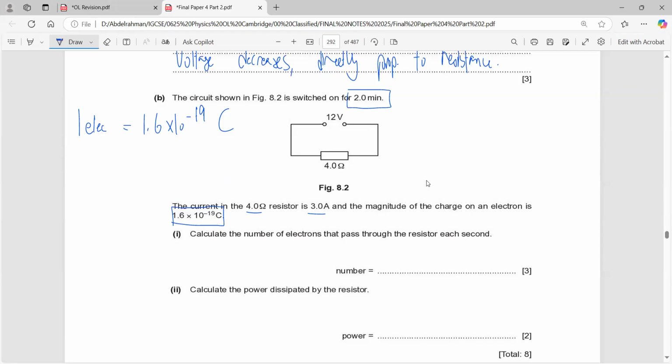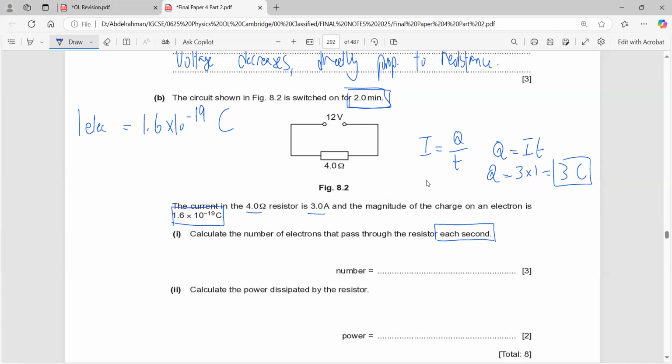Yes, I equals Q over T, so Q equals IT. Basically, if we're talking about 1 second, Q equals the current, which is 3 times 1, so 3 coulombs. This is the amount of charge that passes each second. He's not asking about the total time; he's asking about each second. So the amount of charge is 3 coulombs.